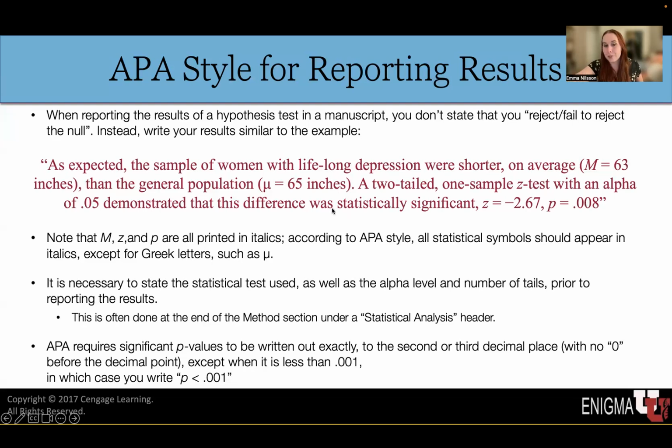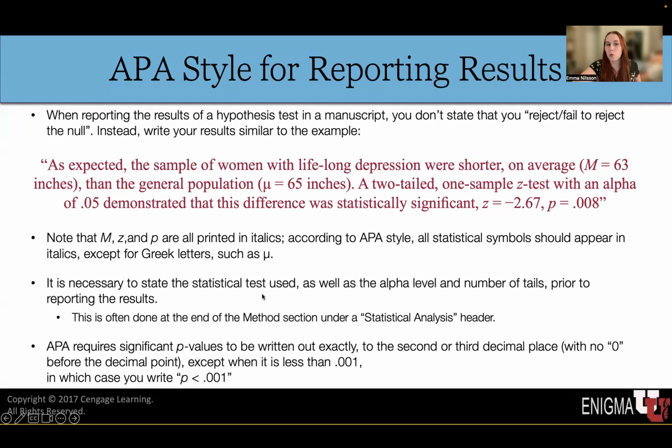In addition to this, if you were to write this, you would also need to report, remember, your effect size and your confidence interval. Note that all your M, Z, and P, your sample statistics, are all printed in italics. The Greek letters for your population are the only things that should not be in italics.